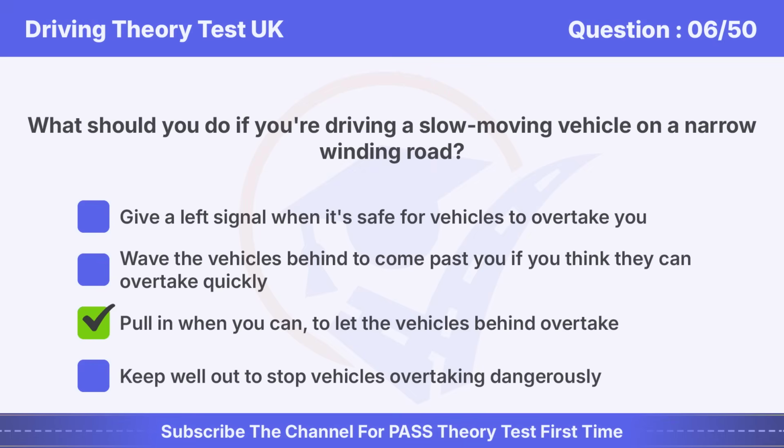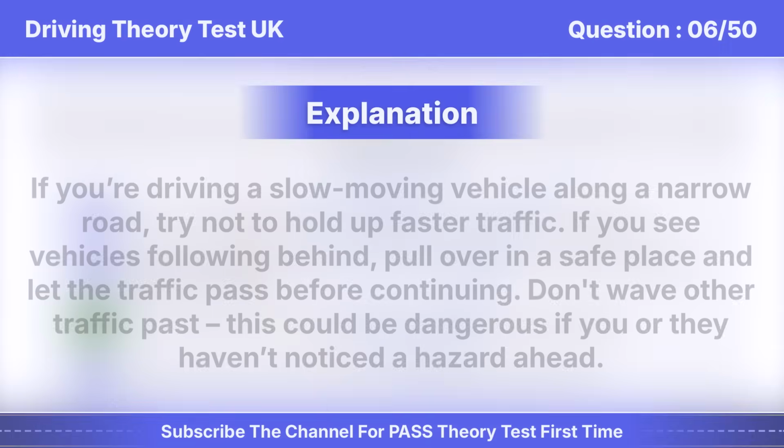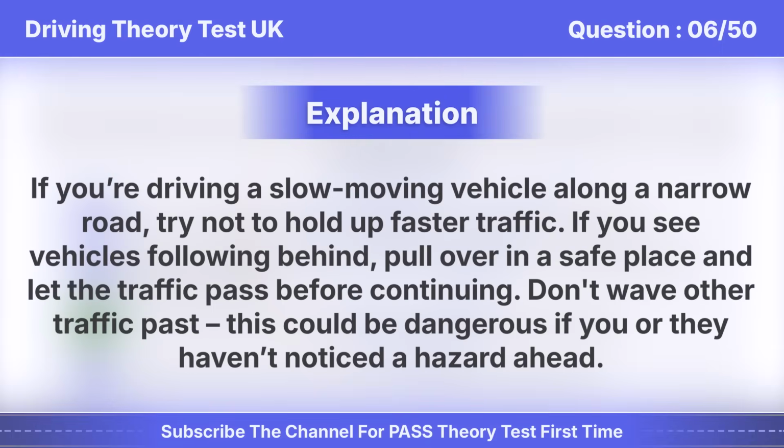Answer is C. Pull in when you can to let the vehicles behind overtake. If you're driving a slow-moving vehicle along a narrow road, try not to hold up faster traffic. If you see vehicles following behind, pull over in a safe place and let the traffic pass before continuing. Don't wave other traffic past. This could be dangerous if you or they haven't noticed a hazard ahead.